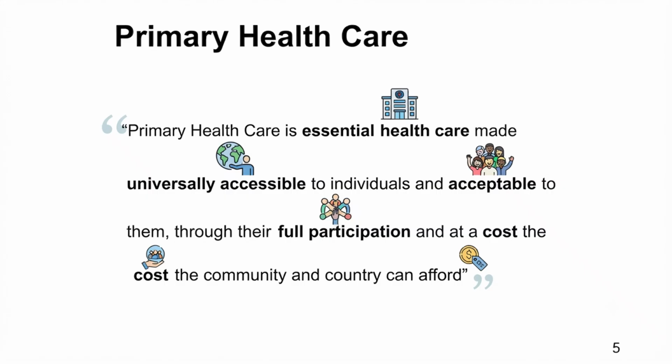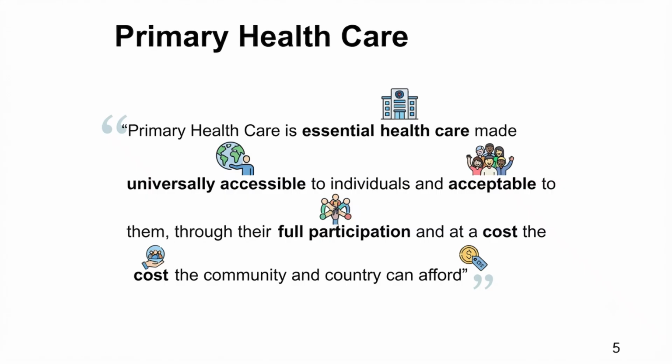To remember any definition, we should first remember the hook terms or key terms. In primary healthcare, the key terms are, first, essential healthcare. That means it compulsorily should be there. And it should be universally accessible, that means accessible to everyone residing in the world. And we should give acceptable healthcare. That means whatever healthcare we are giving should be acceptable to the people residing in the world.